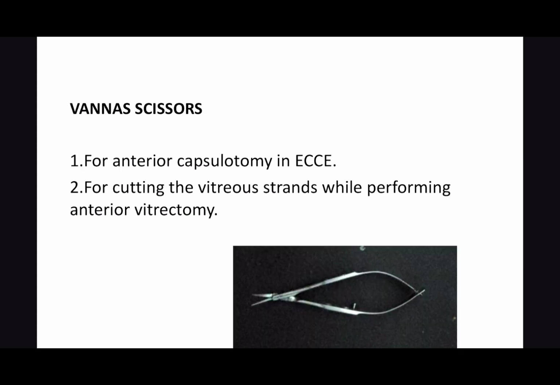The third similar one is the Vannas scissor. It is very short as compared to the prior one. Uses: for anterior capsulotomy and for cutting the vitreous strands while performing anterior vitrectomy.